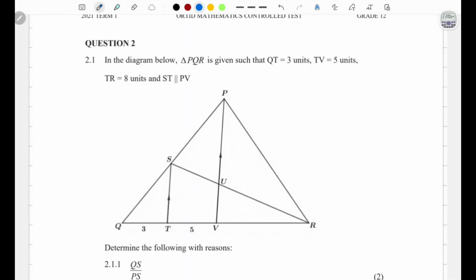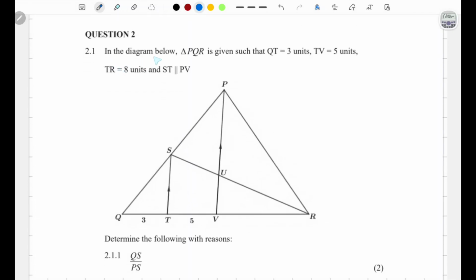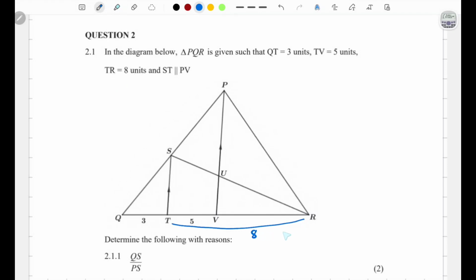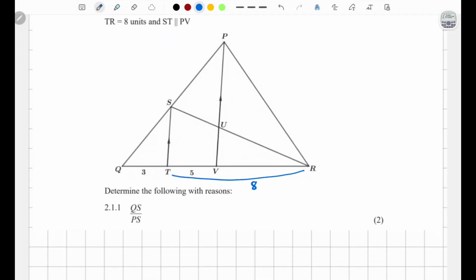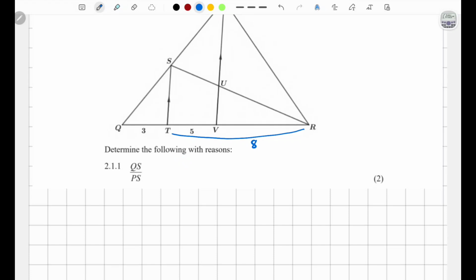Okay, moving on to question 2. 2.1 says, in the diagram below, triangle PQR is given such that QT is 3 units, and I'm already going to be checking and filling in. So QT is 3 units, TV is 5 units, TR is 8 units. And they tell us that ST is parallel to PV. So these two lines are parallel. The first question is determine the following with reasons.